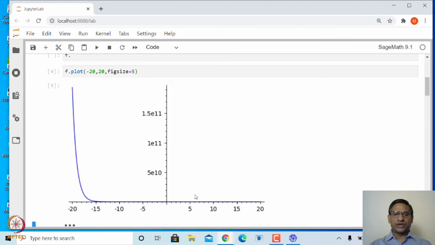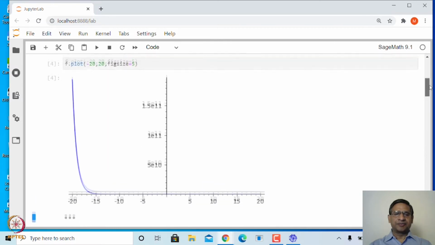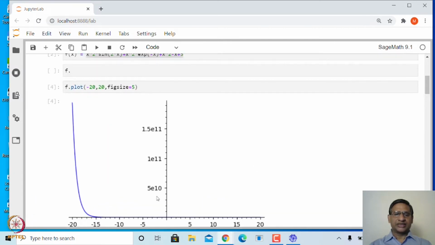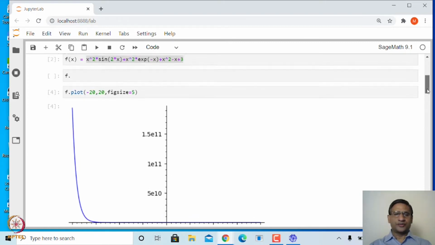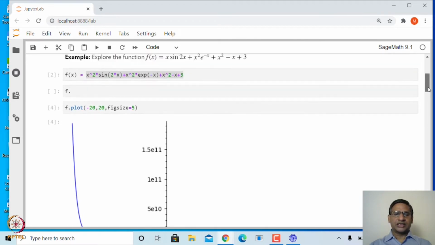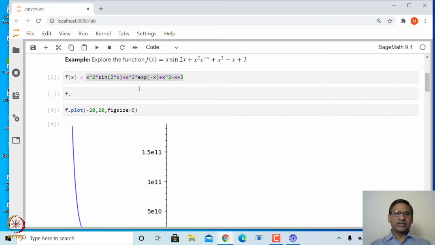When you plot the graph, what happens on the left hand side is, because of the presence of e to the power minus x, when x is negative, e to the power minus x will go to infinity. Therefore, on this side, around this point, the maximum value is I think 1.5 into 10 to the power 11. Whereas on the right hand side, though the function is increasing, the increment is not that very high.